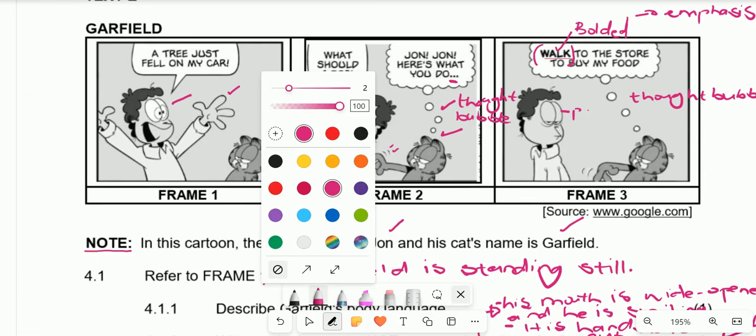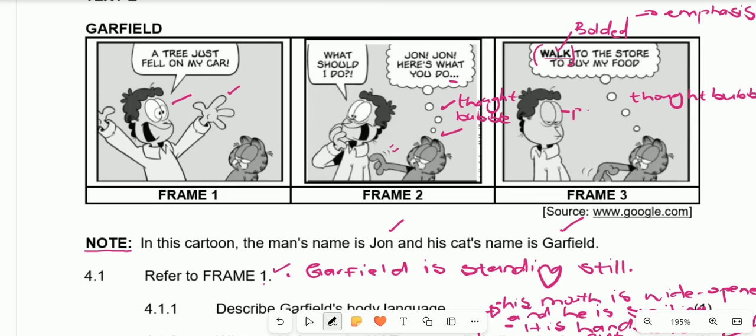Don't assume that you know. At times I see candidates who forfeit marks not because they don't know the correct answers, but because you just get into this frenzy mood of being in a hurry to answer questions. Take your time, okay? Take your time. Go back to the frame again and check. Walk to the store to buy my food.